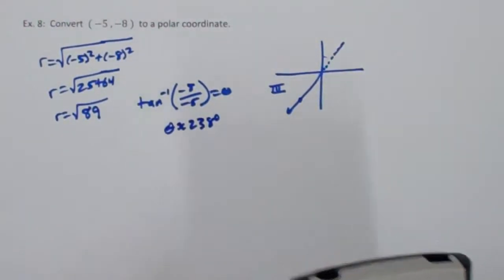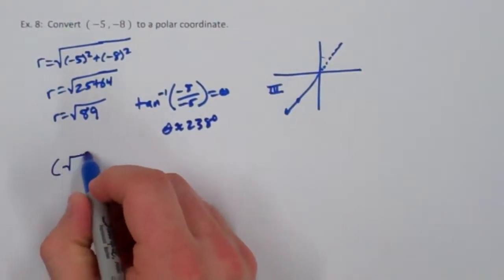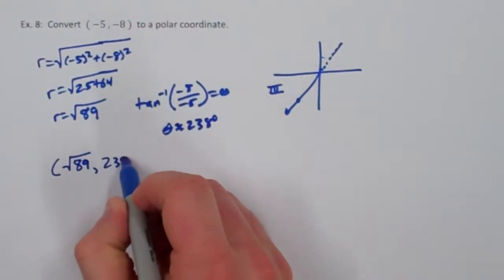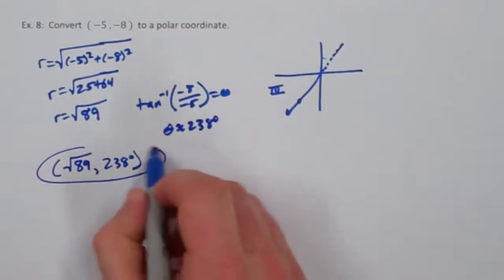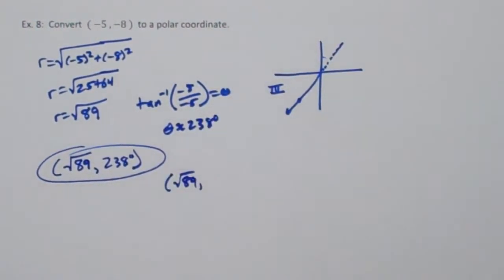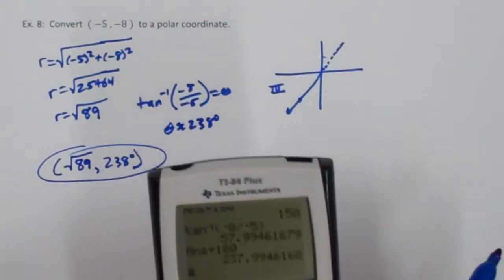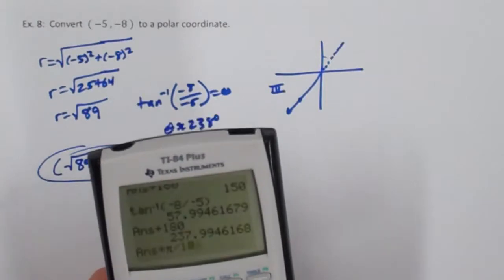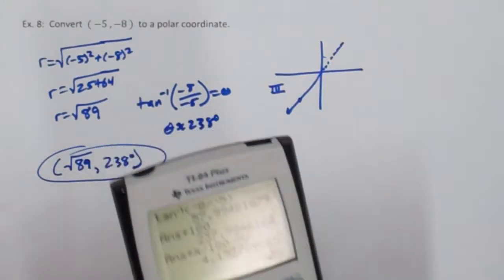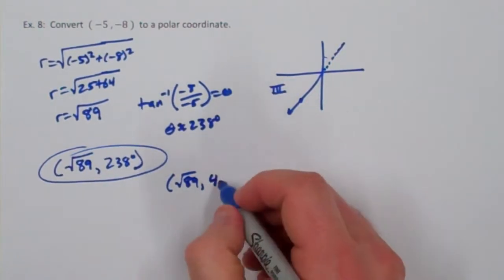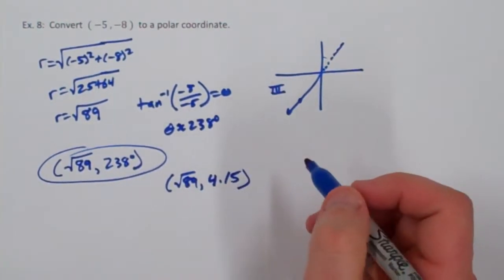And then we're going to list our radius first, excuse me, and then our angle measurement. Square root of 89, comma 238. So that's one possibility. And if we wanted to change this into radians, well, we could do that as well. So we could just take our answer and multiply it by pi divided by 180. And we've got about 4.15 there. So approximately 4.15 would be your radian measure.